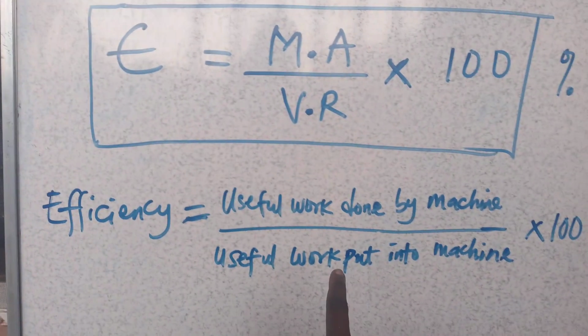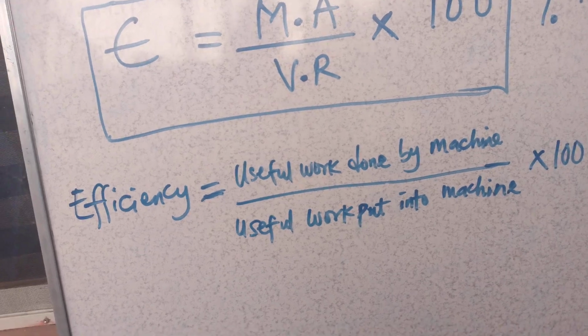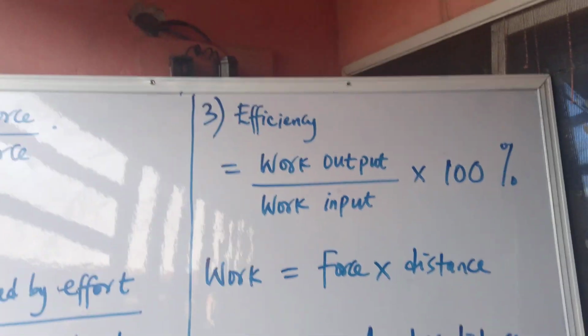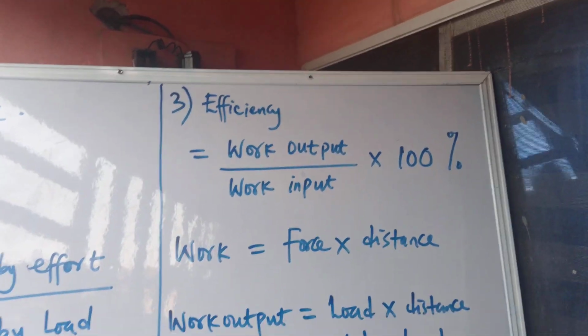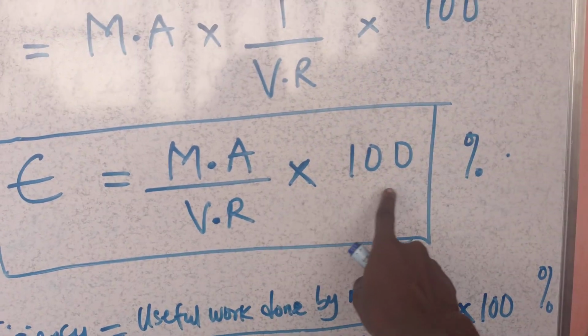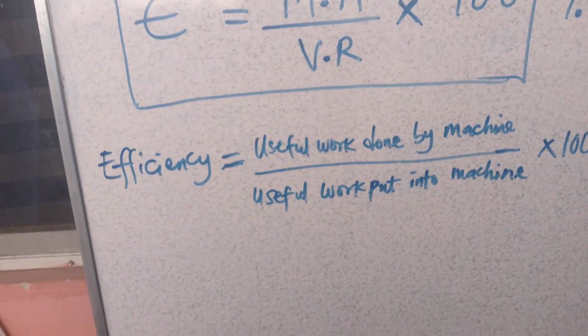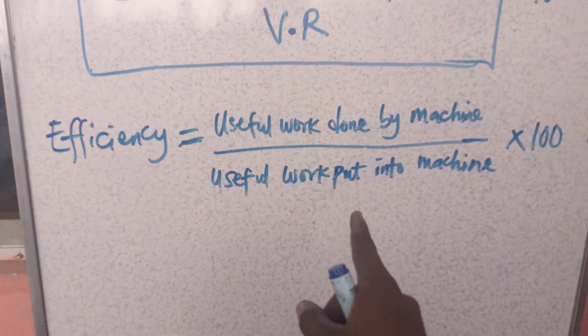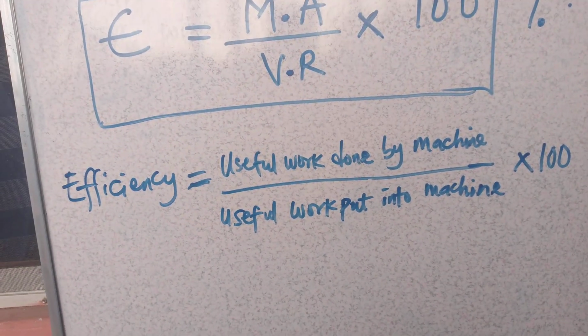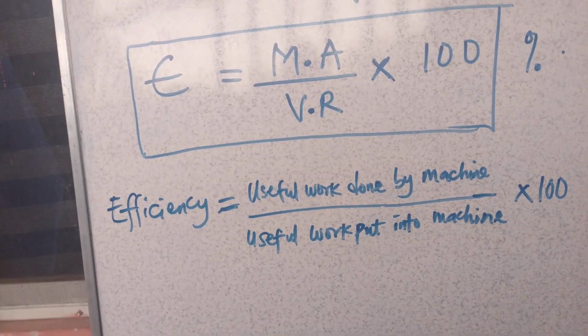So you can use any of these three formulas. The first formula was work output over work input times 100, measured in percentage. The second one is efficiency is mechanical advantage over velocity ratio times 100, measured in percentage. And the third one is efficiency is useful work done by machine over useful work put into machine times 100 in percentage.